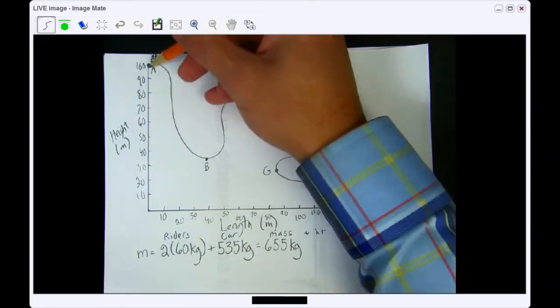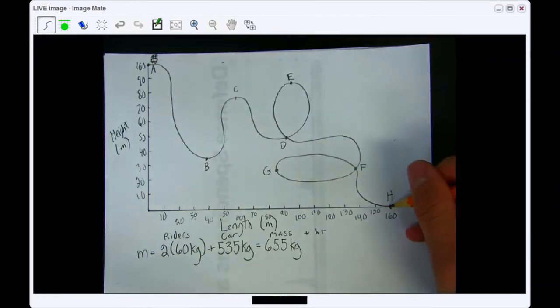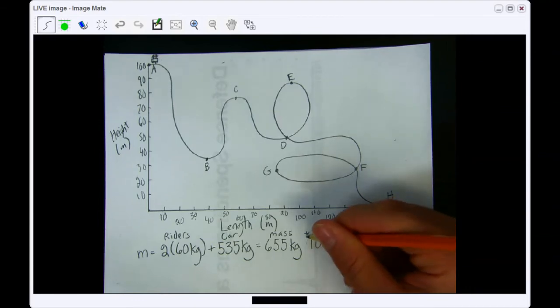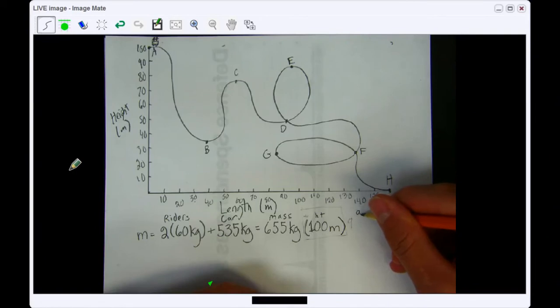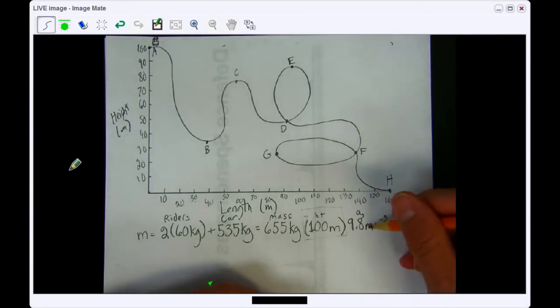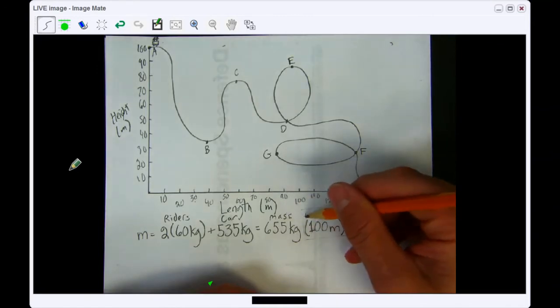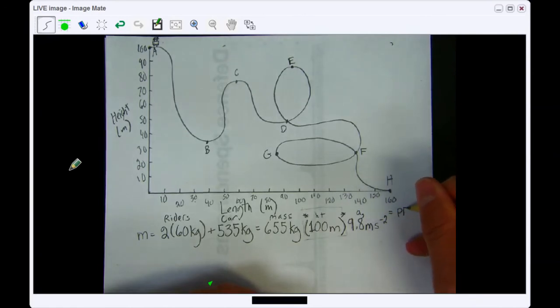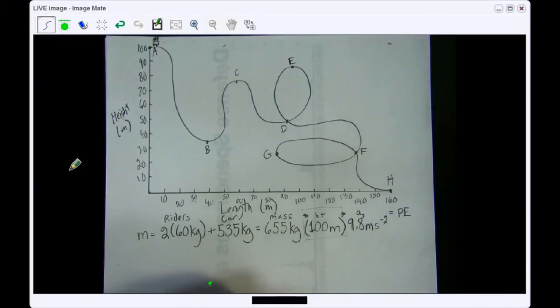times the height of 100 meters above the lowest point, 100 meters, times acceleration due to gravity. That's going to be 9.8 meters per second to the -2, which is another way of writing meters per second per second. Mass times height times the acceleration due to gravity is potential energy. Now we're talking about point A right here.